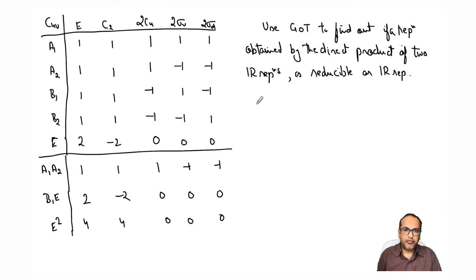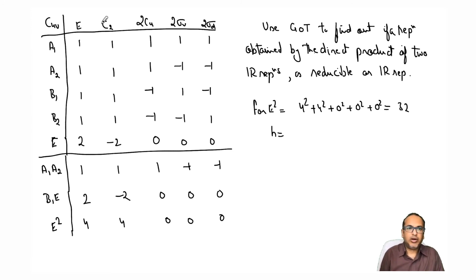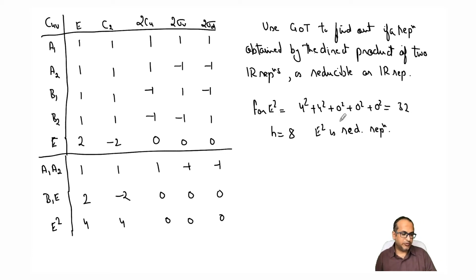So for E square, for example, the sum of squares of characters is 4 square plus 4 square plus 0 square plus 0 square plus 0 square. This is equal to 32, whereas our H is 1, 2, 3, 4, 5, 6, 7, 8, right? So since these two numbers are not matching, that means E square is a reducible representation. So that should be very easy to find out.